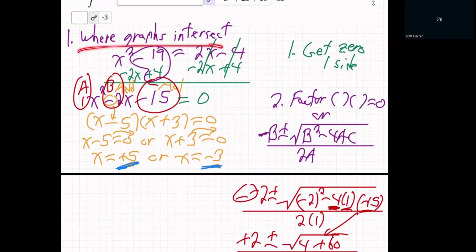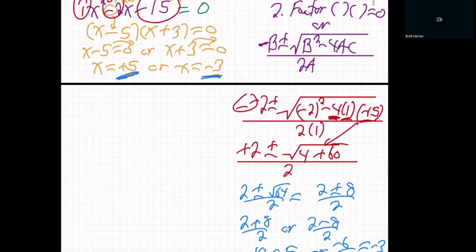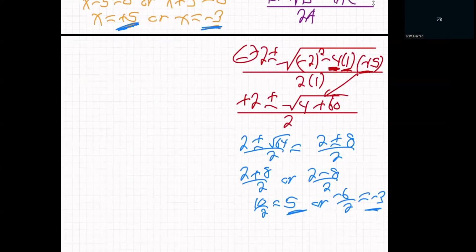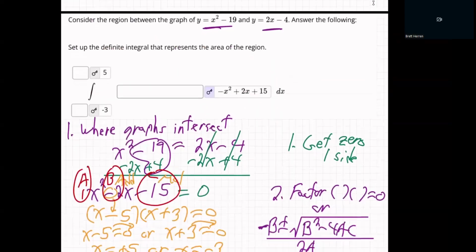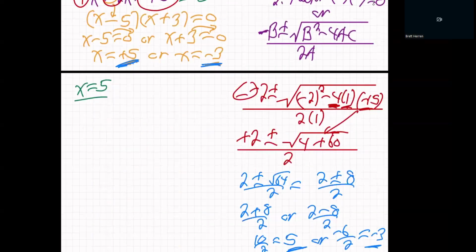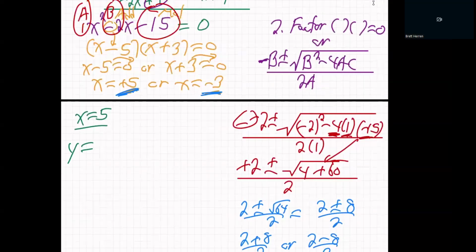So that's where the graphs intersect. At least those are the x values. Let's get the y values now. So I'll take each of those x values separately. So I've got x is 5, let me do that one first. And you got to find the y. How do you find the y? Plug into either equation. It'll come out the same. I'm going to grab this one, a little bit easier, but they're about the same.